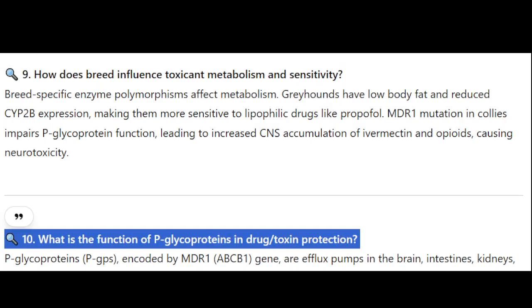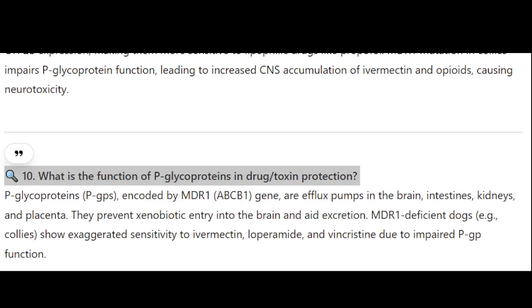10. What is the function of P-glycoproteins in drug toxin protection? P-glycoproteins, PGPs, encoded by the MDR1, ABCB1 gene, are efflux pumps in the brain, intestines, kidneys, and placenta. They prevent xenobiotic entry into the brain and aid excretion. MDR1-deficient dogs, e.g., collies, show exaggerated sensitivity to ivermectin, loperamide, and vincristine due to impaired PGP function.